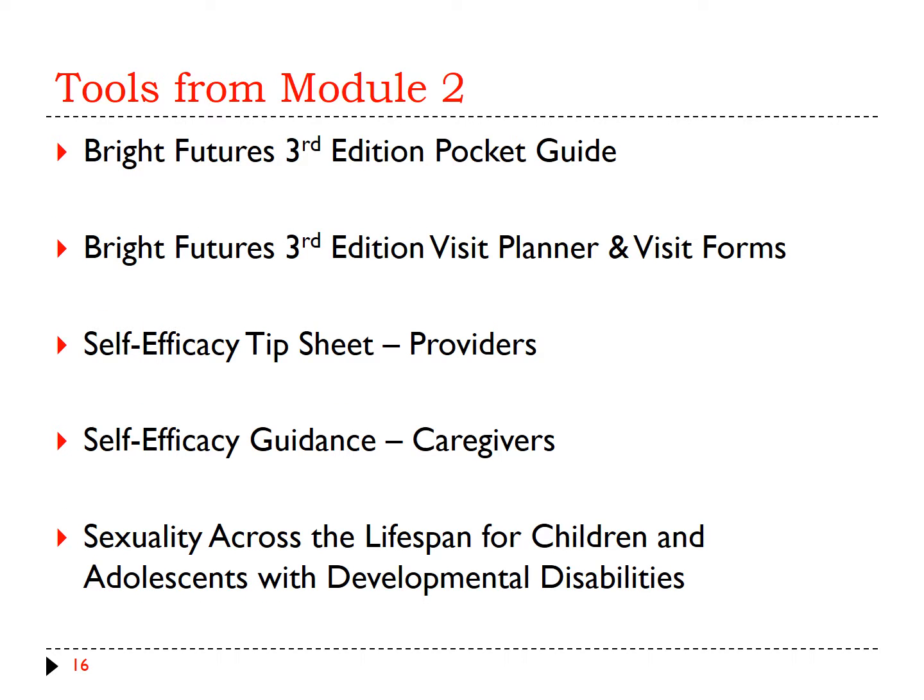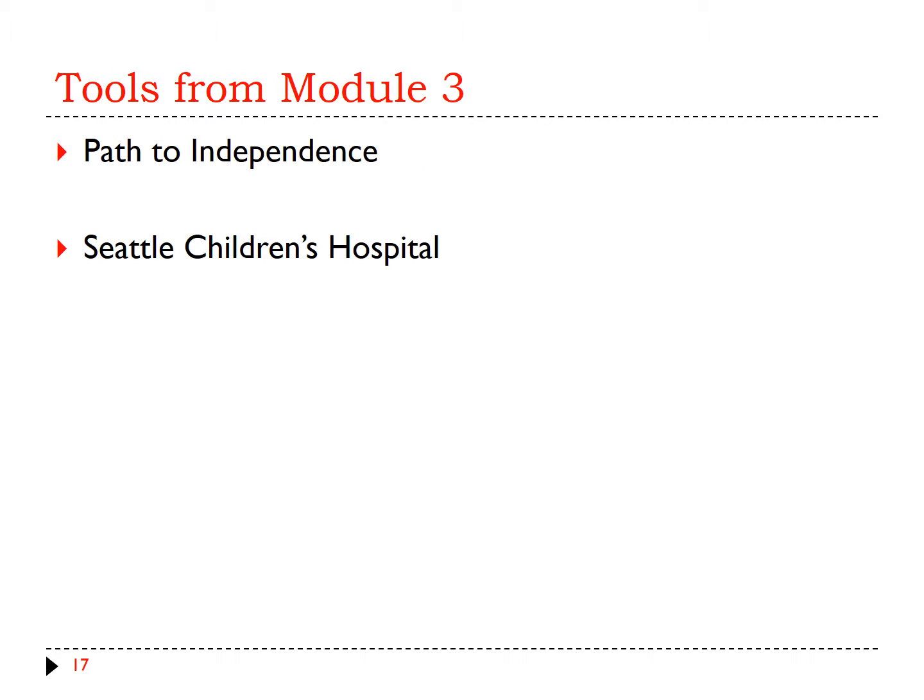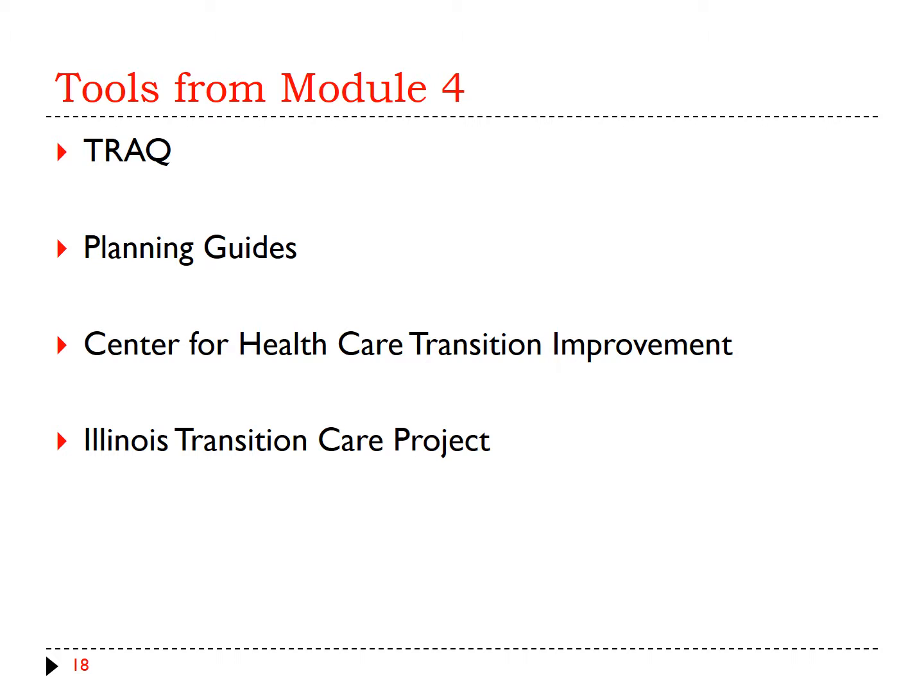Resources on adolescent development include tools for the third edition of Bright Futures, tools to develop the patient's self-efficacy, and a guide to discussing sexual health with patients who have developmental disabilities. Module 3 offered tools for using the shared management model with your transitioning patients and their parents and caregivers. The track is available as an Excel document or as a PDF with a separate scoring guide. Module 4 focused on using the track in conjunction with the 3 transition planning guides.